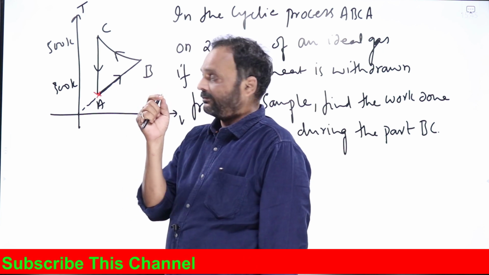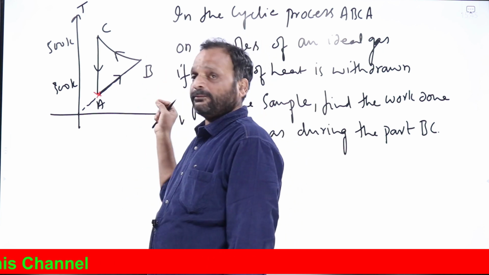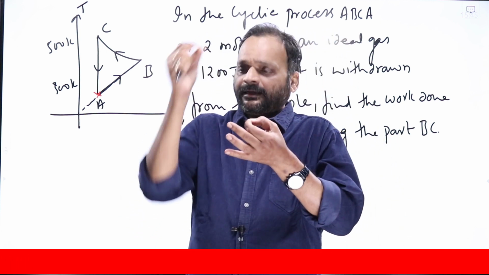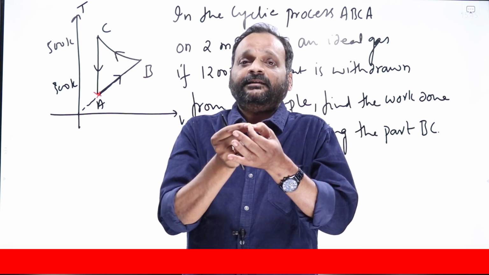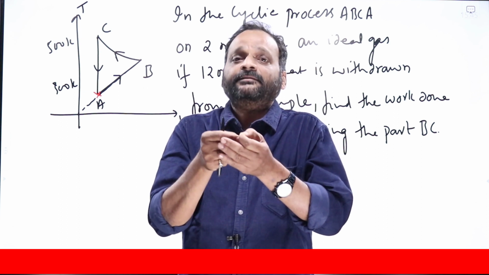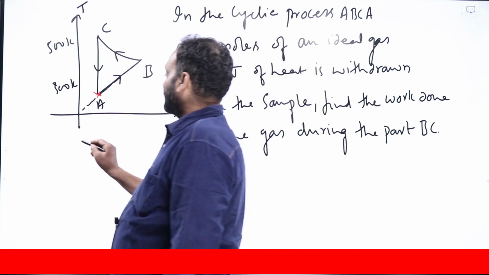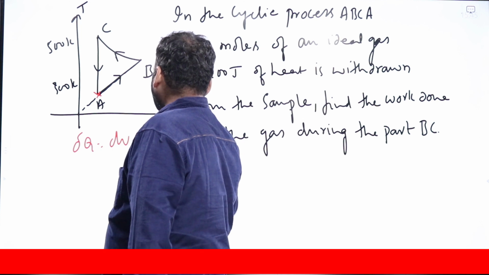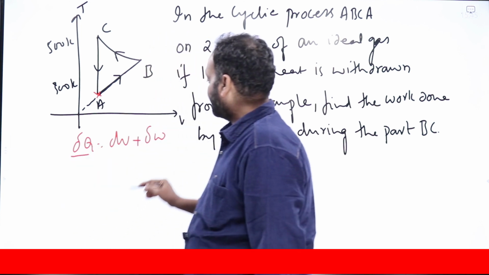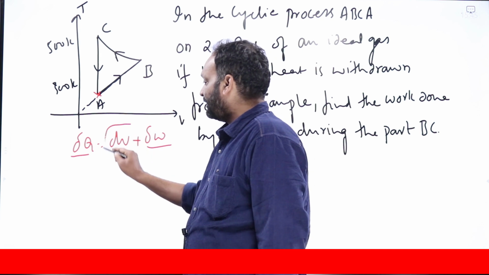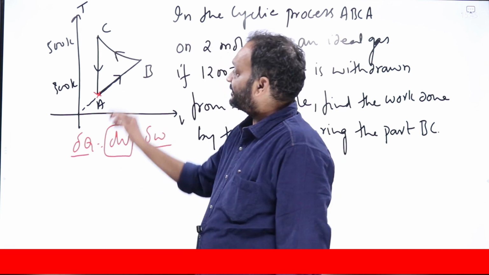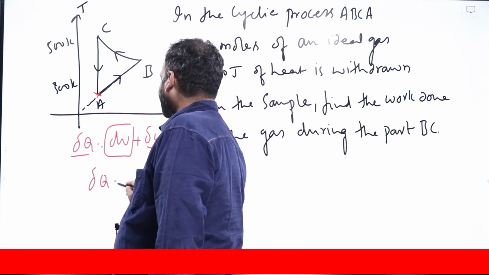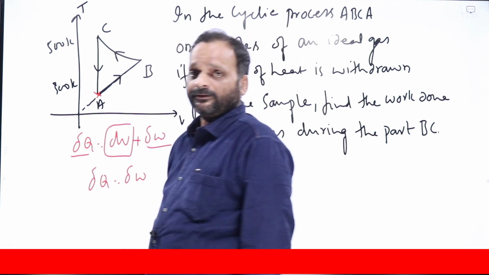The moment we see a closed path in a TV diagram, internal energy is a point function. So you start from one point and come back to the same point. Changes in point functions will be zero. So in the first law of thermodynamics, delta Q equals dU plus delta W. We know that delta Q is a path function, delta W is a path function, but internal energy is a point function. So in a cyclic process, the change in internal energy will be zero. So delta Q equals delta W, since dU is equal to zero.